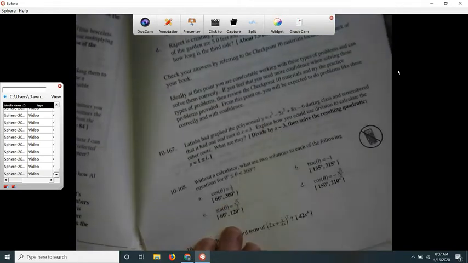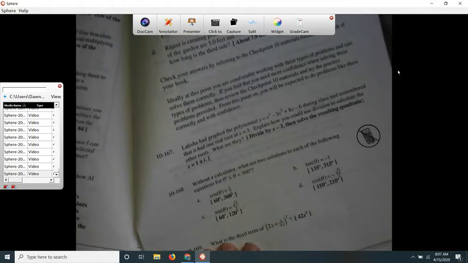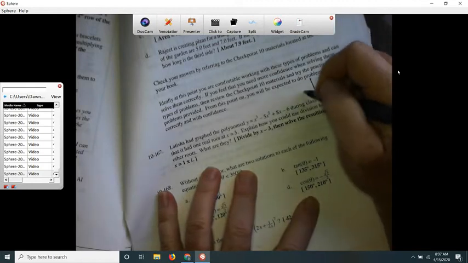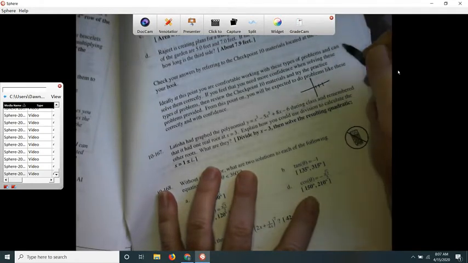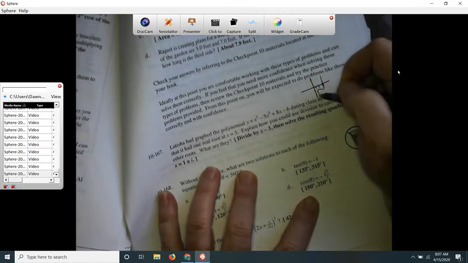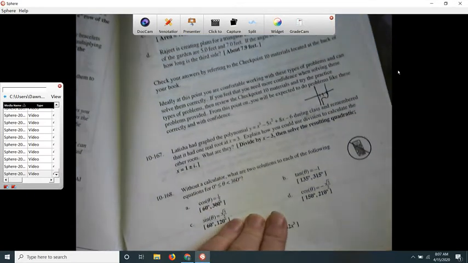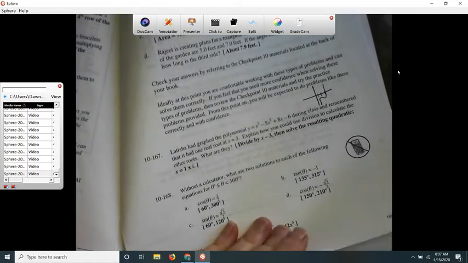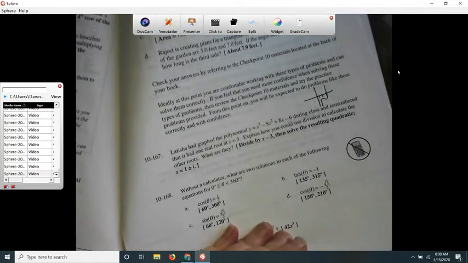Letitia graphed this polynomial, it's a cubic, during class and remembered that it had one real root at x equals 3. So that means when she graphed it, it had a real root at x equals 3. So maybe it looked like that or something. Explain how you could use division to calculate the other roots and what are they.